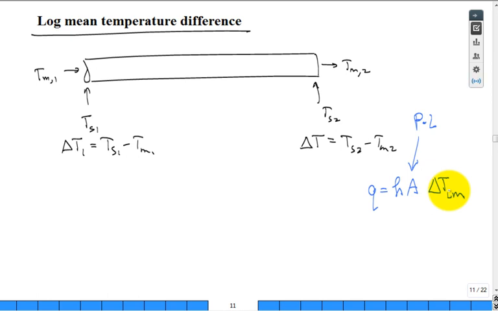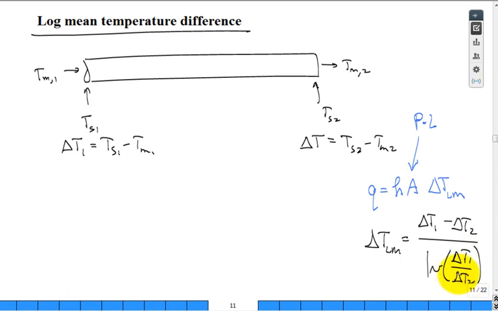It's the log mean temperature difference. What is the log mean temperature difference? Before we derive it, let's just show it. Log mean temperature difference is the delta T on one end minus the delta T on the other end divided by the natural log of the ratio, delta T1 divided by delta T2. That's the log mean temperature difference.